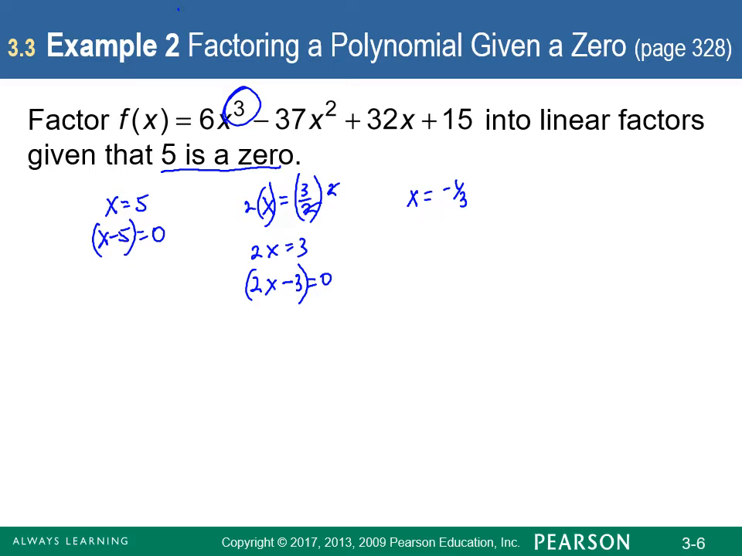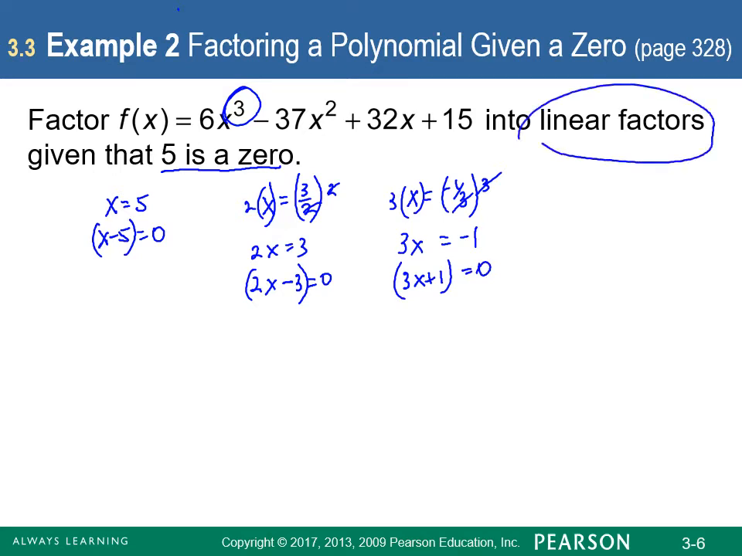Similarly, if x equals negative 1/3 and we multiply both sides by 3, we get 3x equals negative 1. If we add 1 to both sides, we get 3x plus 1 equals 0. So the linear factors would be x minus 5, 2x minus 3, and 3x plus 1.